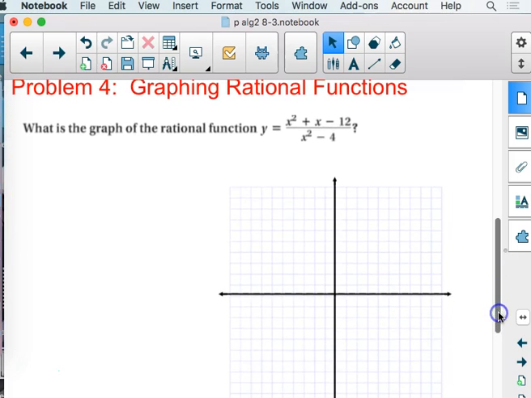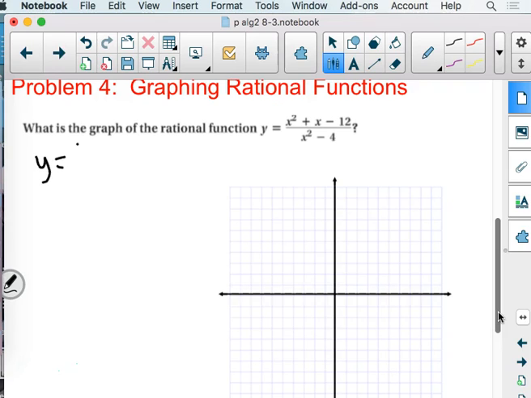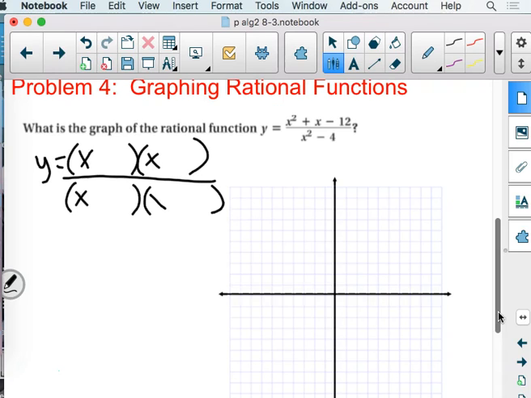So, when I see this monster, the first thing I think is, I gotta factor this. I need to see where everything is at. Two numbers that multiply to negative 12 and add to 1. You recognize that bottom one right there? Difference of 2 squares.